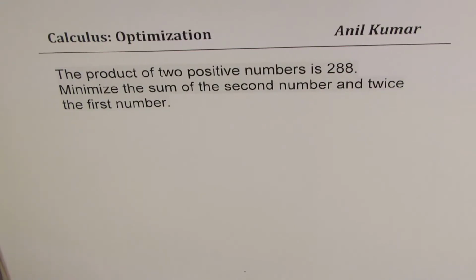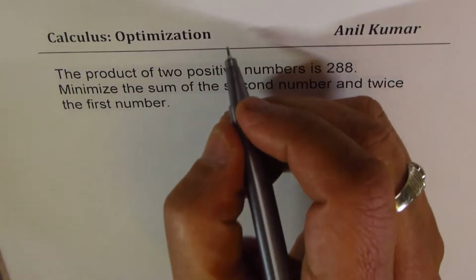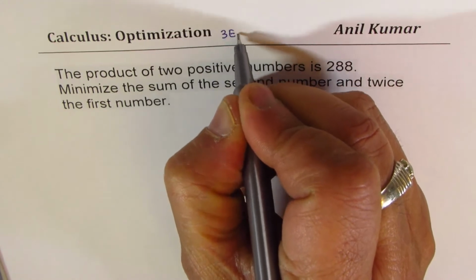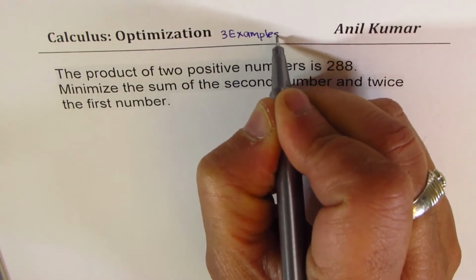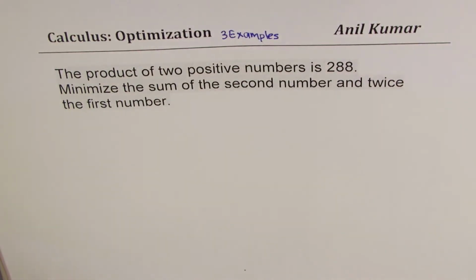I'm Anil Kumar. In this video, I'll take up 3 examples. So we are actually taking 3 examples on optimization. Here's the first one, which is number based.